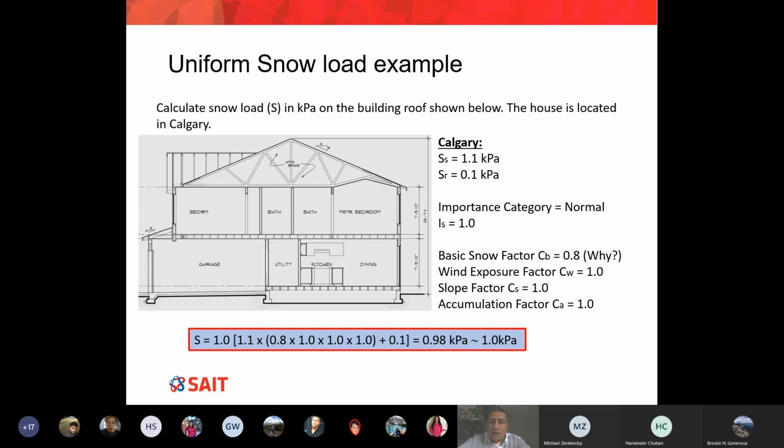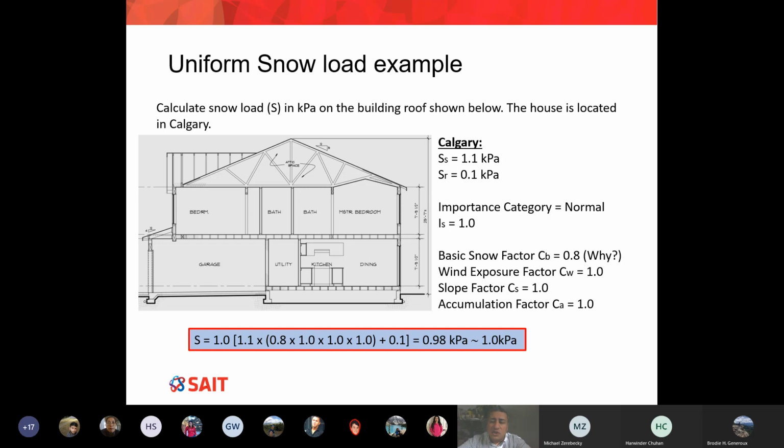So guys, let's confirm this one. Every house that we live in is designed for a snow load equal to 1 kPa. And remember, it's in Calgary. If we build the same house somewhere else, let's say in Banff, you will see the number will be different, even though you think all the parameters are the same.